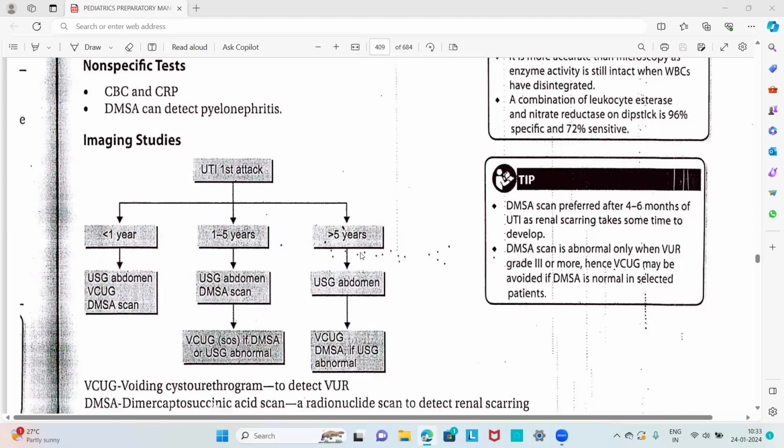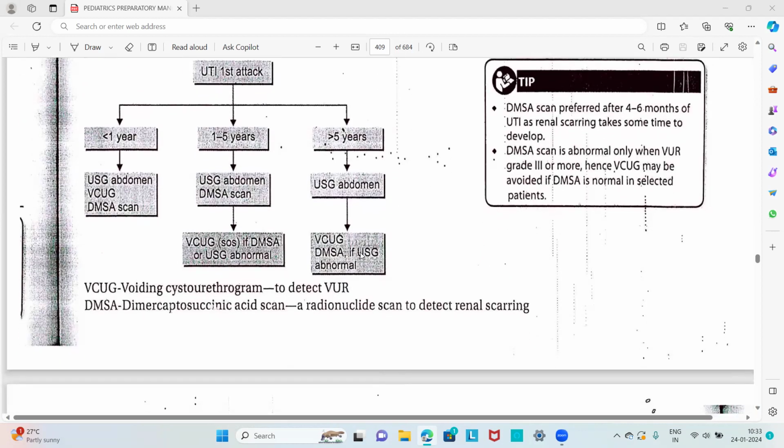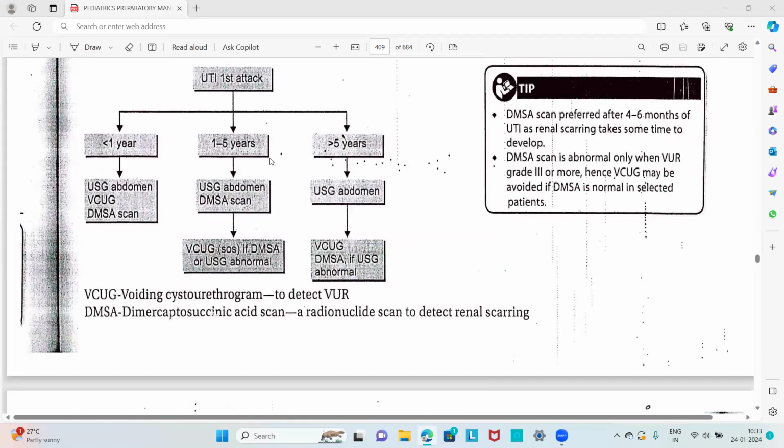Then if the DMSA or USG is abnormal, we have to go for the VCUG, that is voiding cystourethrography. And this voiding cystourethrography is to detect the vesicoureteral reflux, and DMSA scan is used to detect the renal scarring. So that is all regarding the imaging modalities in the first attack of UTI.